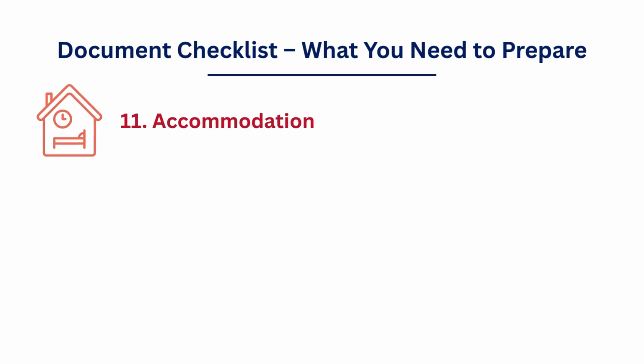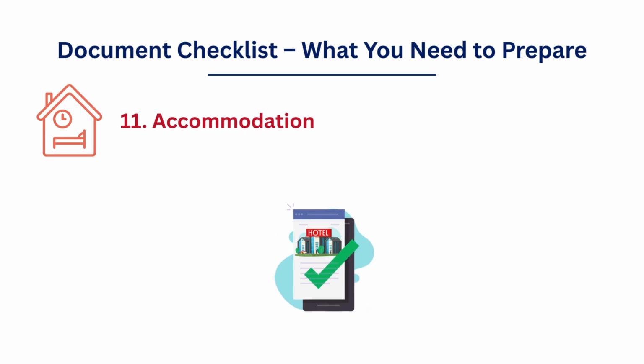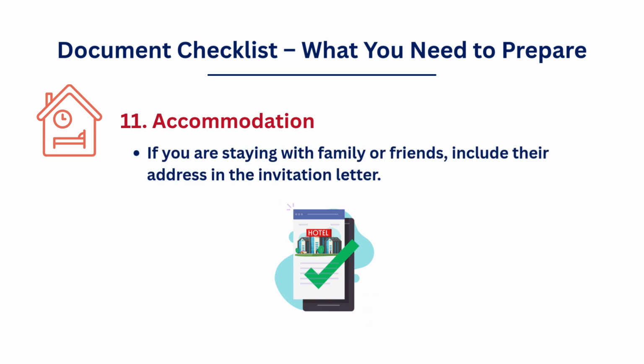Accommodation. For accommodation, you must show where you will stay during your visit. You can show a hotel booking, but make sure the booking has free cancellation. You can use websites like booking.com and show the booking confirmation. If you are staying with family or friends, include their address in the invitation letter or sponsor letter and also give a copy of their passport.